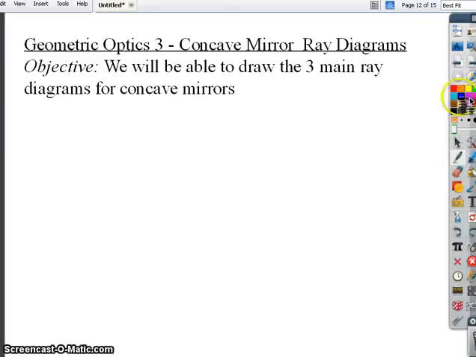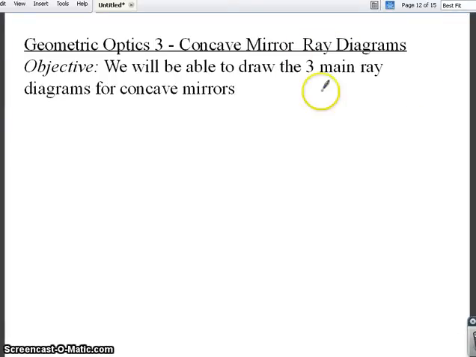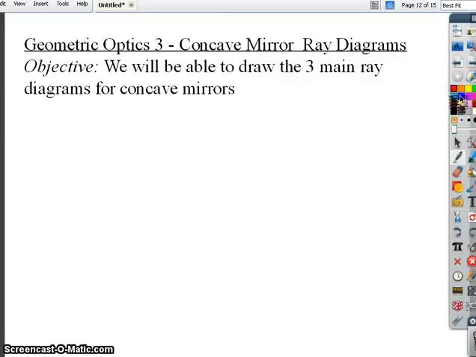Morning class, and welcome to this lesson on Geometric Optics 3, concave mirrors, concave mirror ray diagrams. Today we will be able to draw the three main ray diagrams for concave mirrors. So let's first discuss what a ray diagram is.